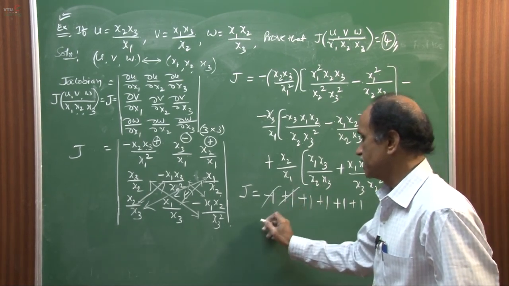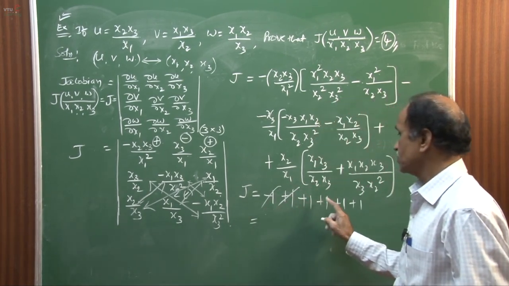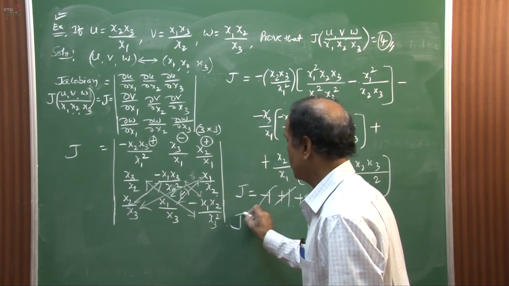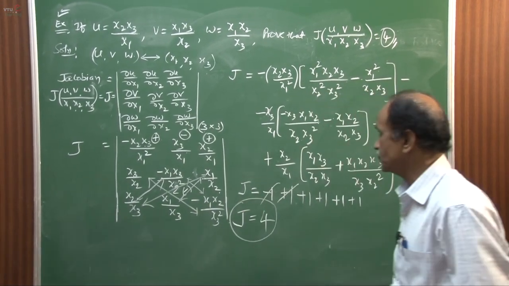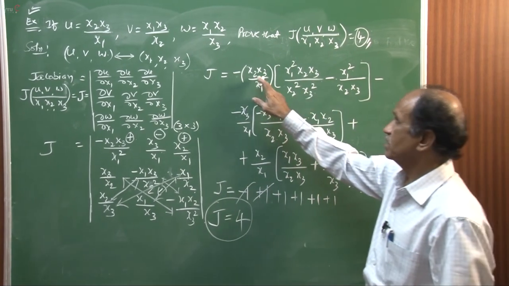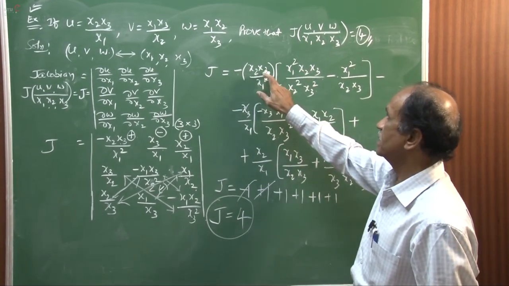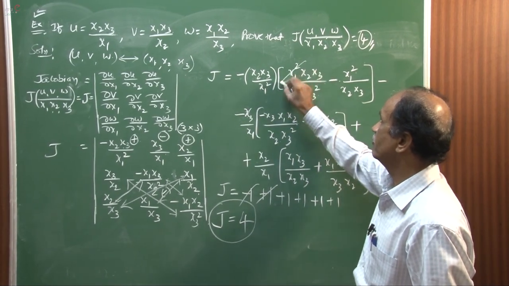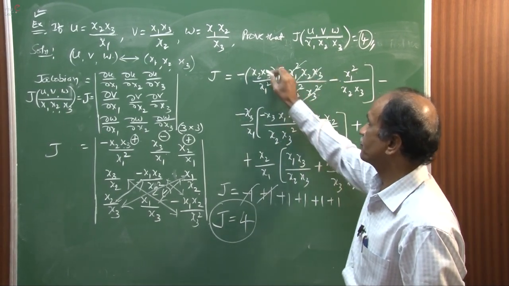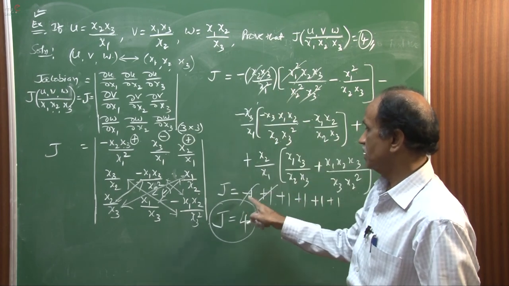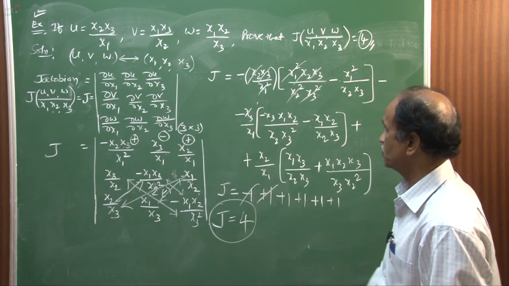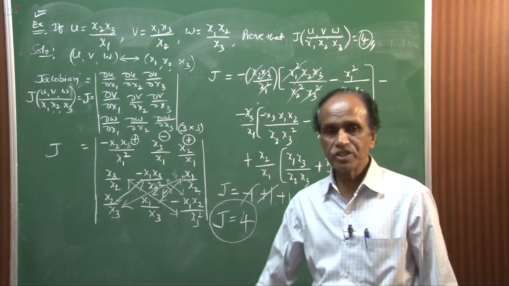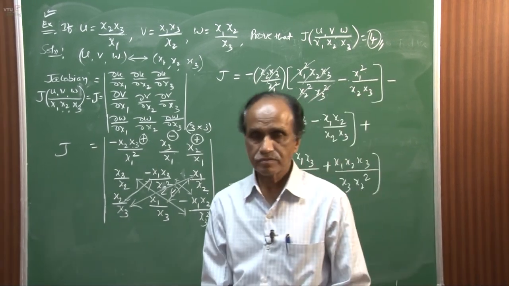This first term can be cancelled. 1 plus 1 plus 1 plus 1, so the Jacobian is equal to 4. This is your answer. Otherwise, you can do it like this: x2, x2 square, x3, x3 square, x1 square, x2 square, x3 square. Every term you can cancel. As a result, the minus sign gives minus 1. Similarly, refer to the other terms. So the Jacobian is equal to 4.